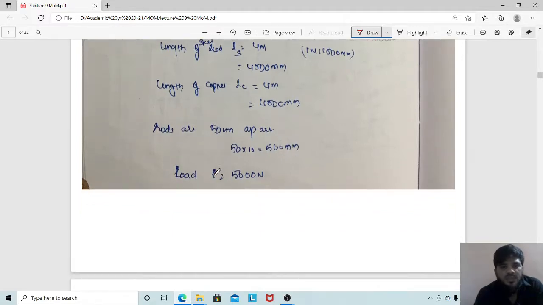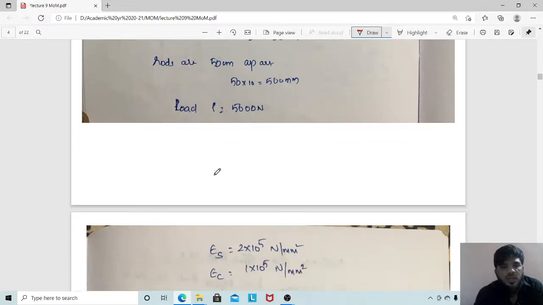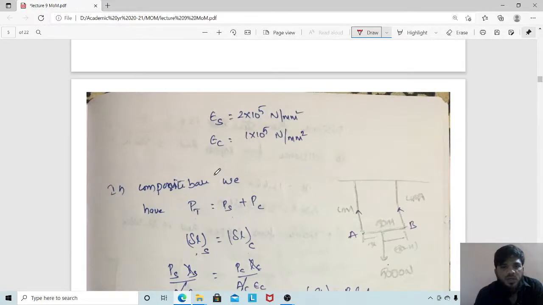The rods are 50 centimeters apart. This is also given in centimeters, so try to convert it into millimeters. Now the load is given as 5000 newtons, and they have given ES and EC, that is, Young's modulus of steel and copper, as 2 into 10 to the power of 5 and 1 into 10 to the power of 5 Newton per mm square.